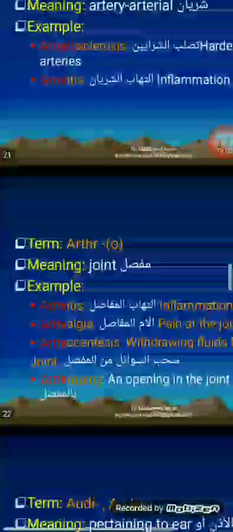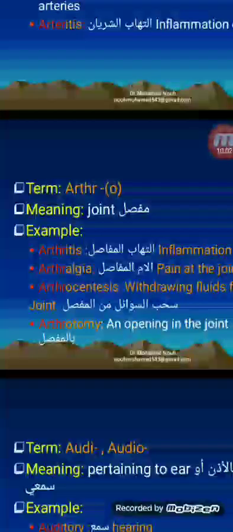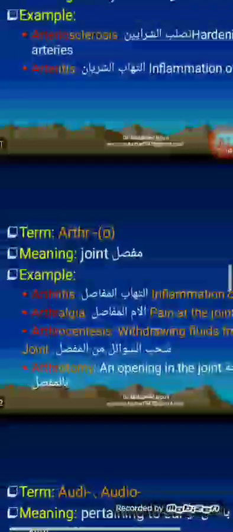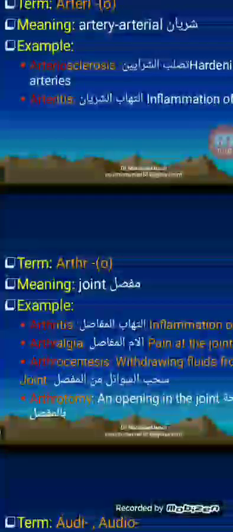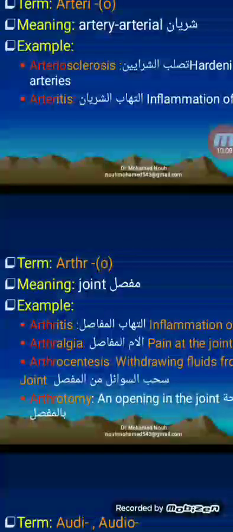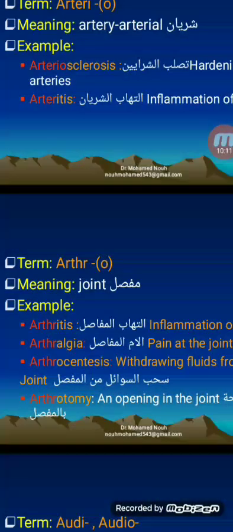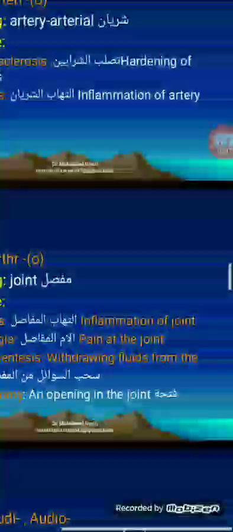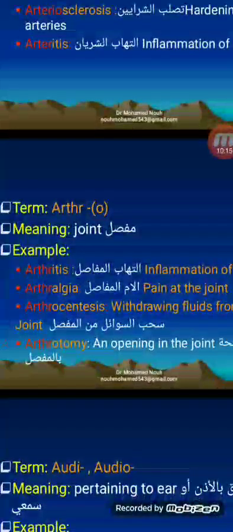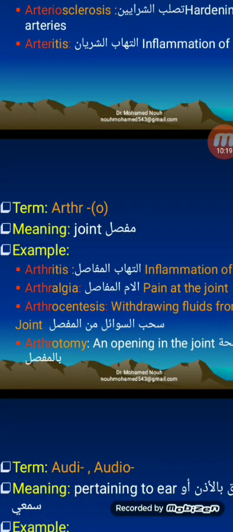Arthro means joint. Arthritis, above arthritis, from artery. Here, arthritis, inflammation of a joint. Arthralgia, pain at the joint.